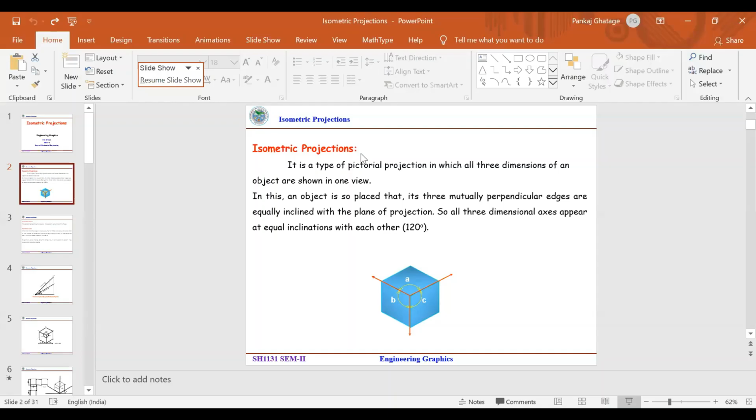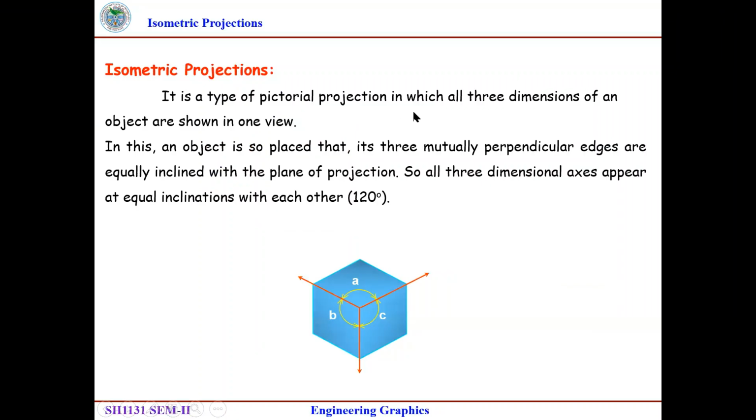Okay. So in the isometric projection, basically what is meant by orthographic projection, the three-dimensional object is converted into two-dimensional drawings. And in isometric, the two-dimensional views can be converted into three-dimensional views. So it is a type of pictorial projection in which all three dimensions of an object are shown in one view.